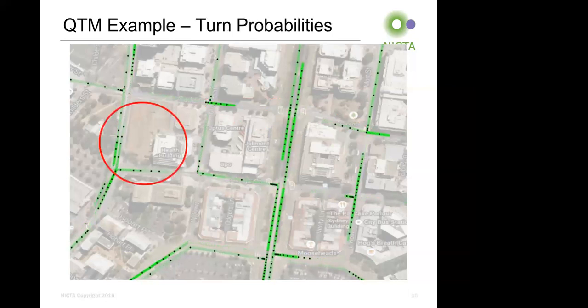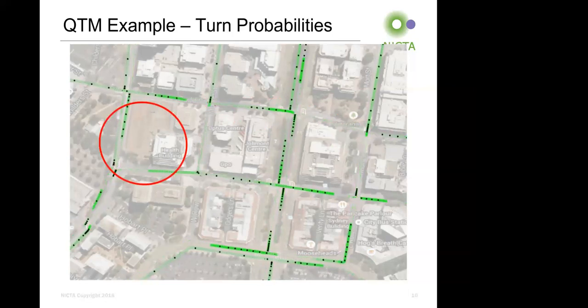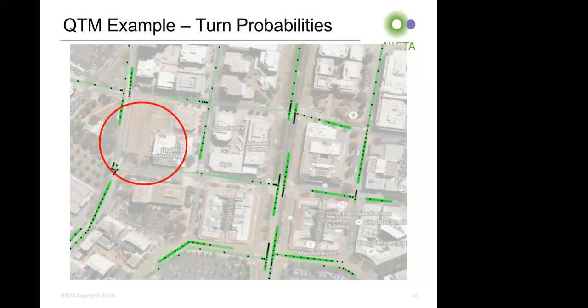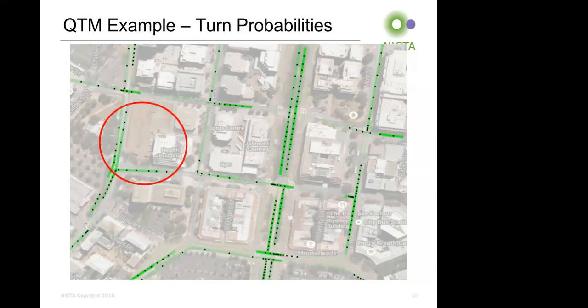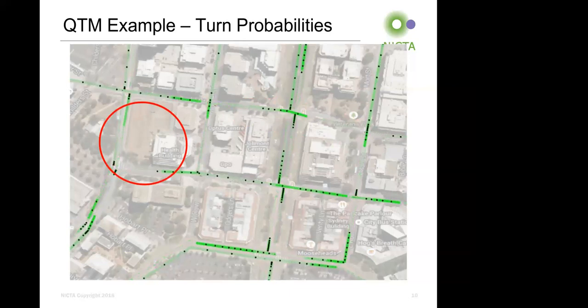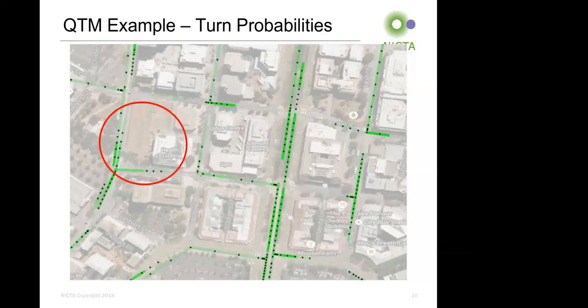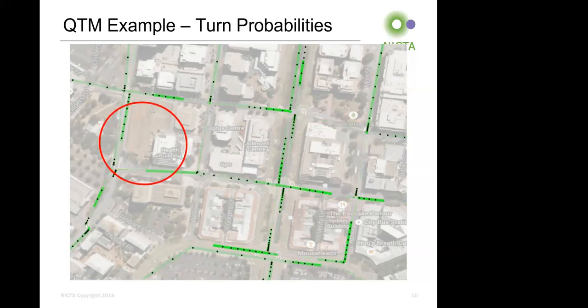And the model also supports turn probabilities, so traffic leaving a link can turn into side streets or travel straight ahead. So you can see that at that intersection, for example.